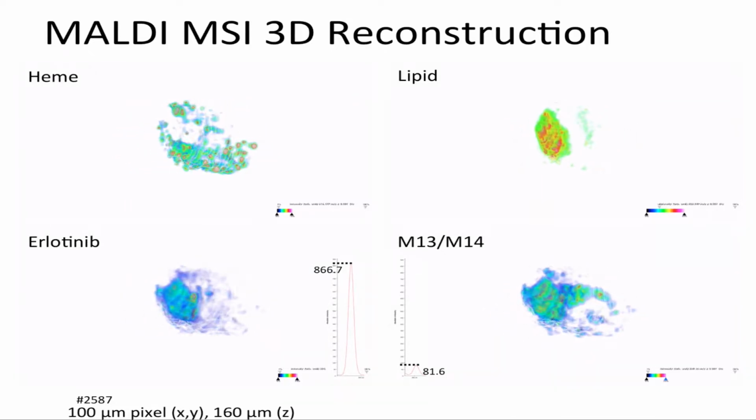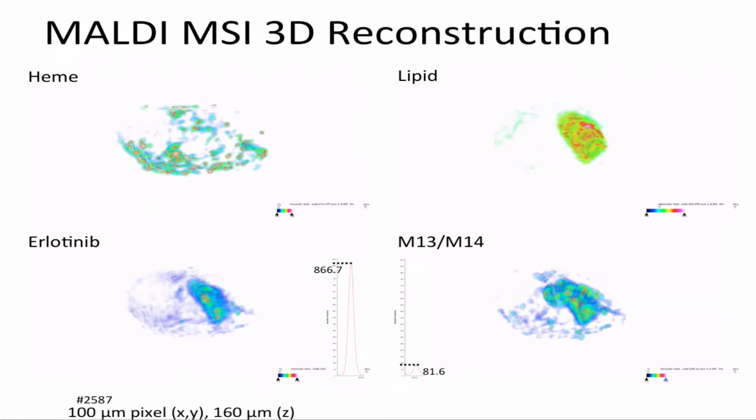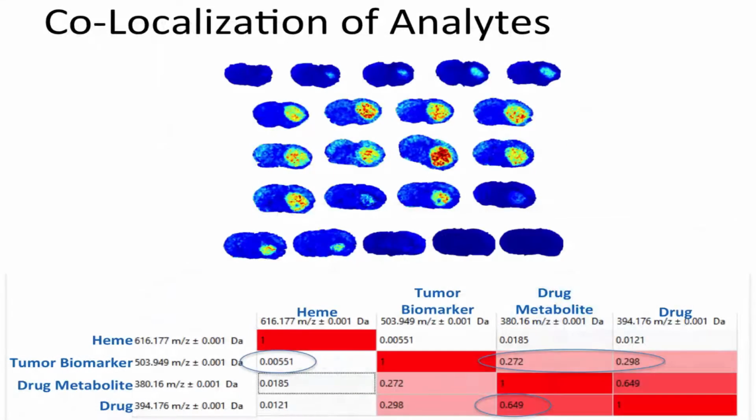And even though these might look to be very similar, I just put the spectra here. There's 10 times more Erlotinib than there is metabolite, but it seems like that metabolite is distributing a little more broadly than the drug itself. So maybe it would be a strategy to work with that metabolite rather than the drug itself.